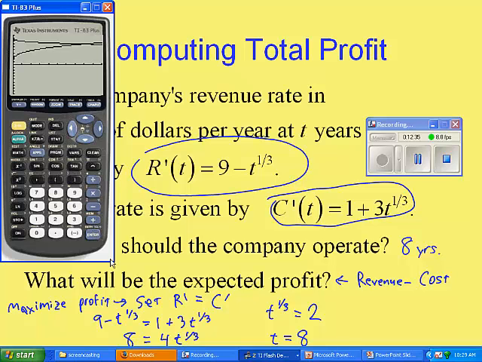So what do I want to do? I want to do the integral of which way? R prime minus C prime? Yeah, R prime minus C prime. We always want top minus bottom. That's why I had to pay attention to which one's which.